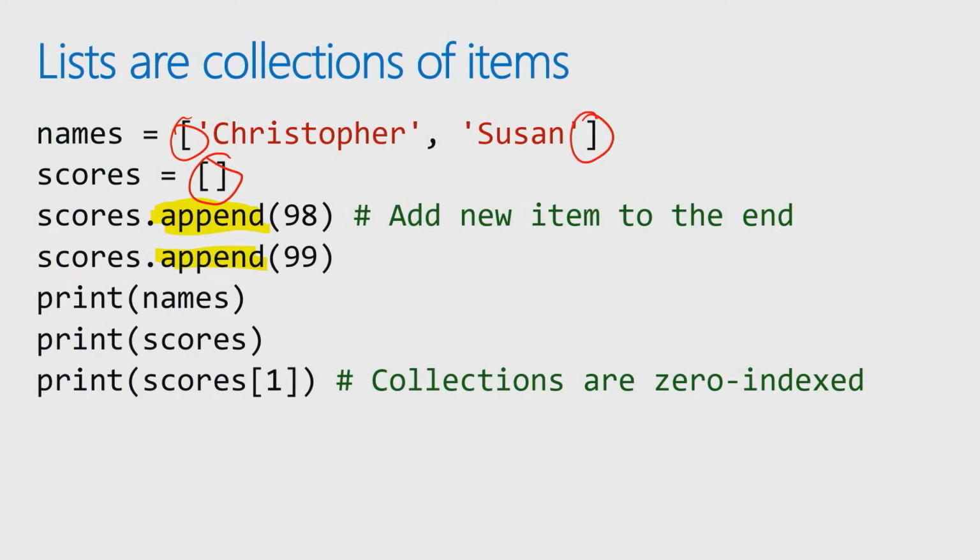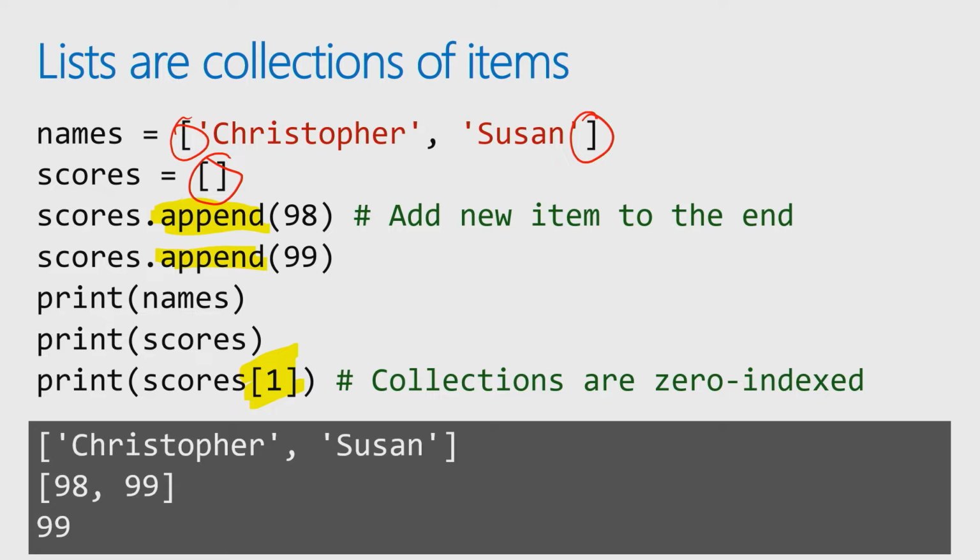You'll also notice that if I want to access an individual item, then I can use the indexer. Counting starts with 0, so the index of 1 is going to give me the second item. The second item in this case is going to be 99. So if I ran this, this would be the output.